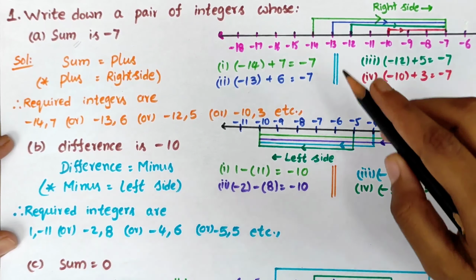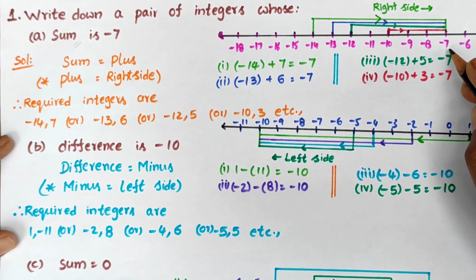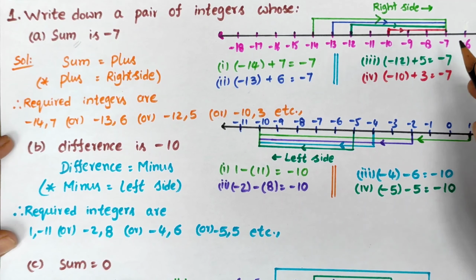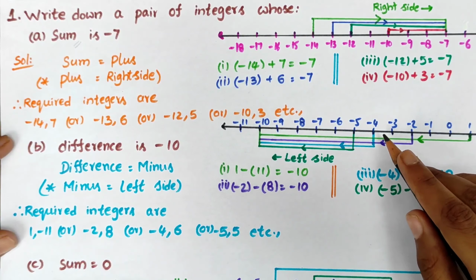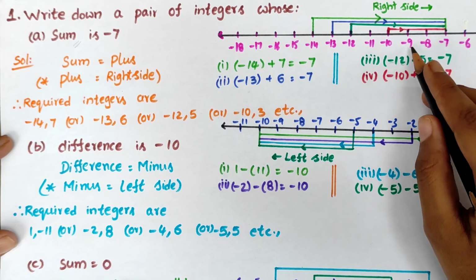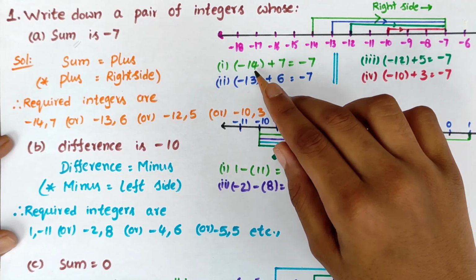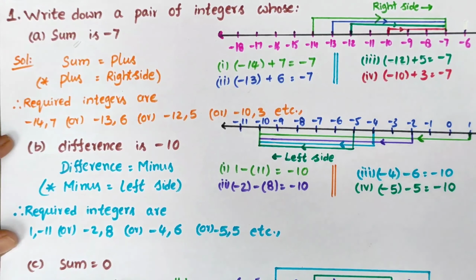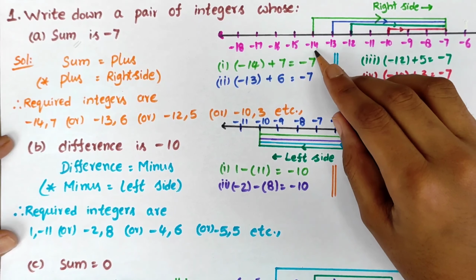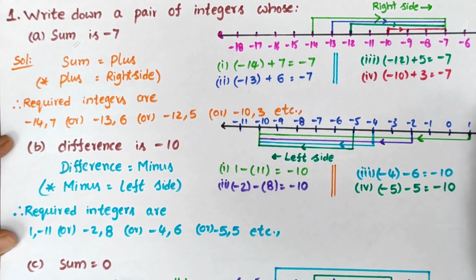Now let us take for example -14. Our target is to reach -7. So let us count the distance between -7 and -14. It is 1, 2, 3, 4, 5, 6 and 7. So -14 + 7 is equal to -7. See here, our target is to reach -7 and we are at -14. So we have to go +7 steps to reach -7.